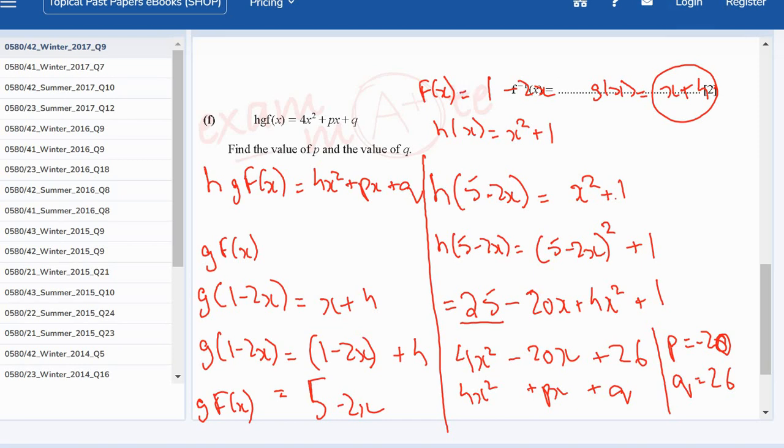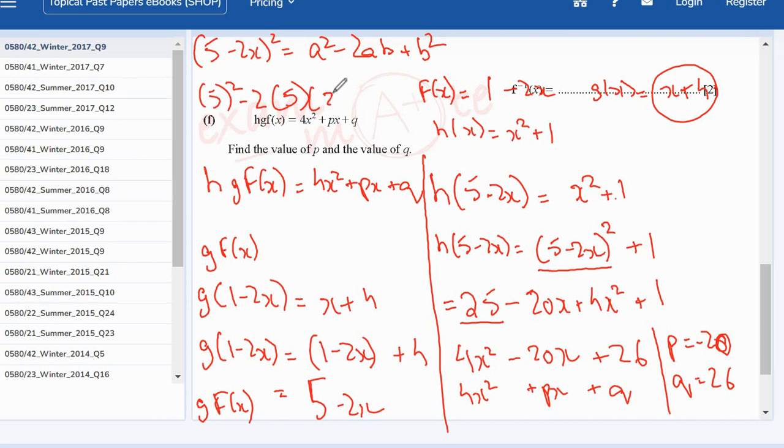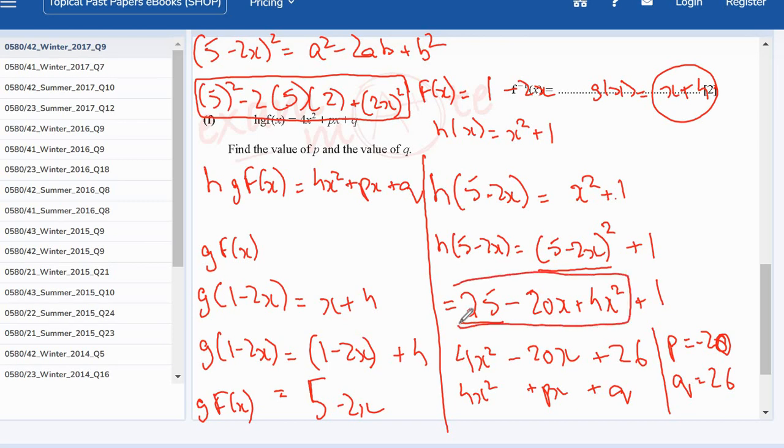Please ask. Over there on the right side, you wrote 25 minus 20x plus 4x squared plus 1, right? But this is an identity. I expanded this. So basically what I did, (5 minus 2x) square is this identity, a square minus 2ab plus b square. So a square is basically 5 square, minus 2, a is 5, b is 2x, plus b square, b is 2x squared. So this is the identity that I used. Okay, I get it. So when I expand it, it becomes this. Good question.